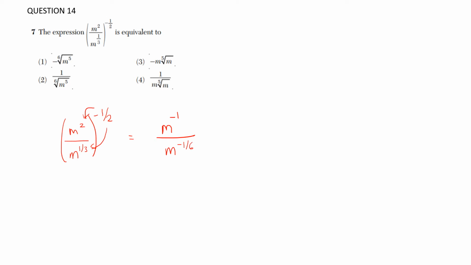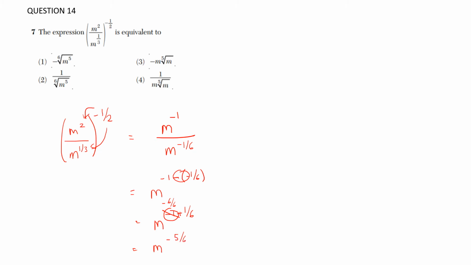Okay. Now when you have a quotient of these powers, you can subtract the powers. So this would be equal to m to the negative 1 minus negative 1/6. We're going to subtract the exponents. Now that will turn into a plus sign because there's two negatives together. So we'll have m to the negative 1 plus 1/6. Okay, and we can rewrite negative 1 into negative 6 over 6. That's pretty easy, just so we can combine the fractions. And we'll get m to the negative 5/6.